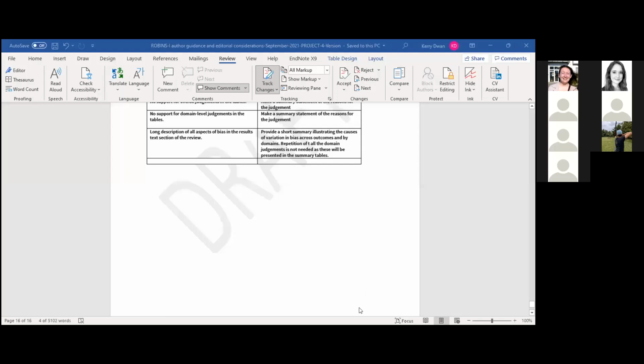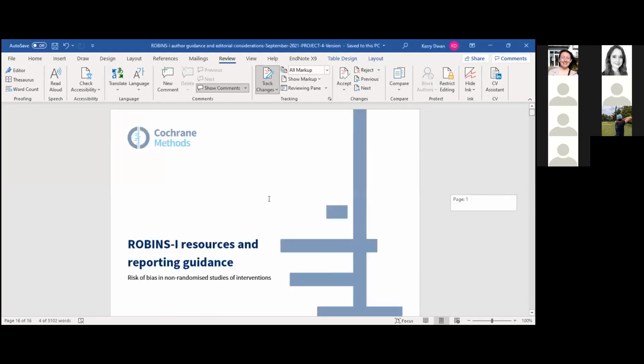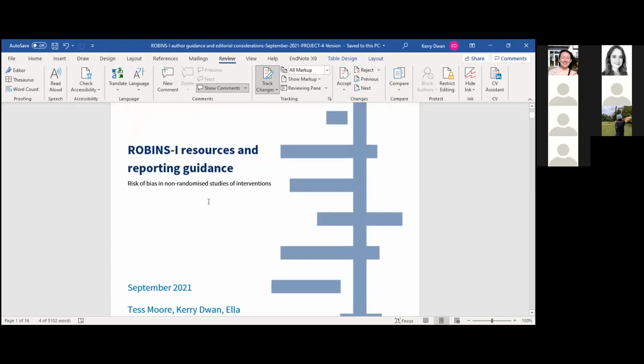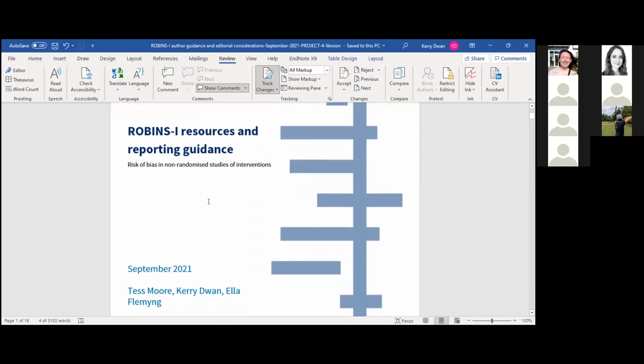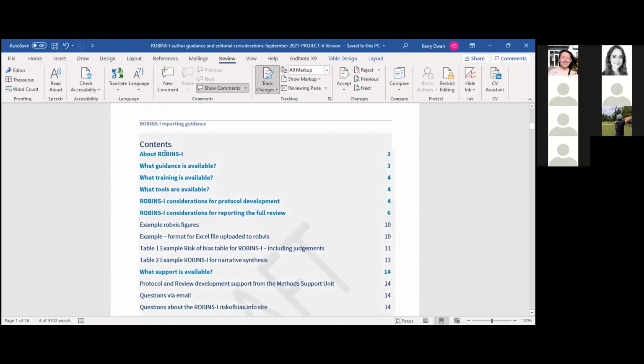I'm just going to briefly show you the guidance that we've produced as part of project four. And this is a bit different to the other projects because it hasn't got funding, and it's something our own Tess Moore has put together in the method support unit. And this was based on work we did for Risk of Bias 2, the guidance and the resources we made available.